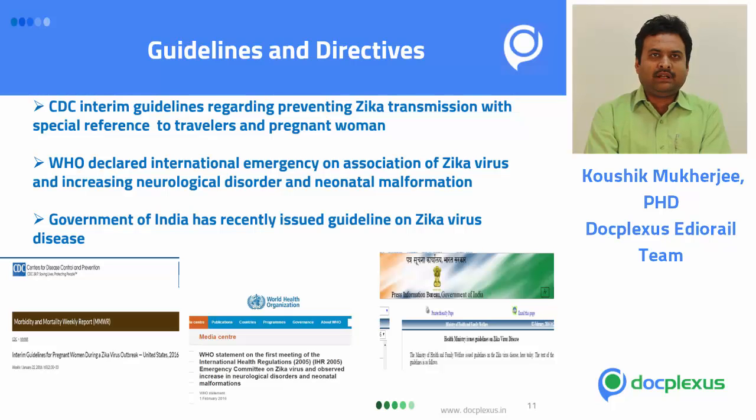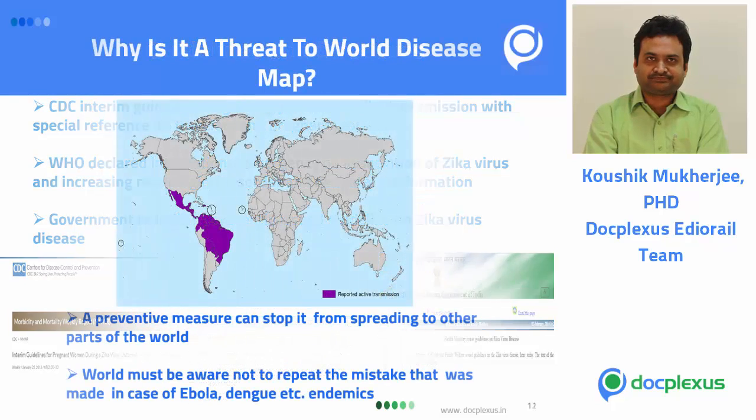There are already several guidelines and directives issued by different health organizations. CDC has issued guidelines for preventing Zika transmission with special reference to travelers and pregnant women. WHO has also issued an emergency alert in association with Zika virus and the neurological disorder we have talked about. And the Government of India very recently issued a guideline on preventing Zika virus transmission.